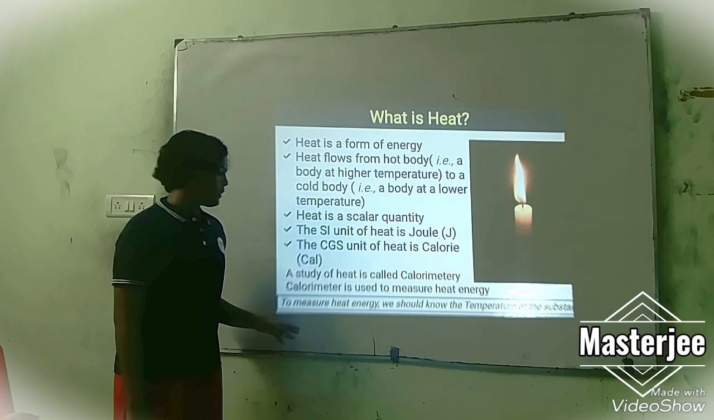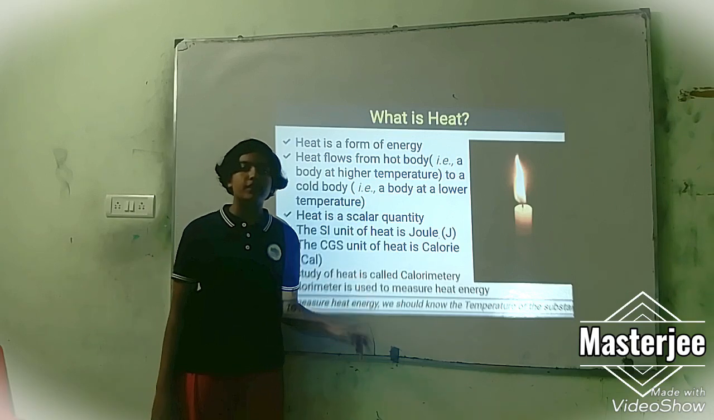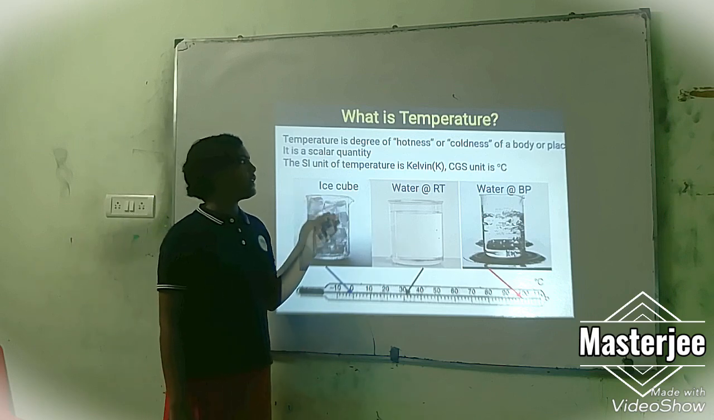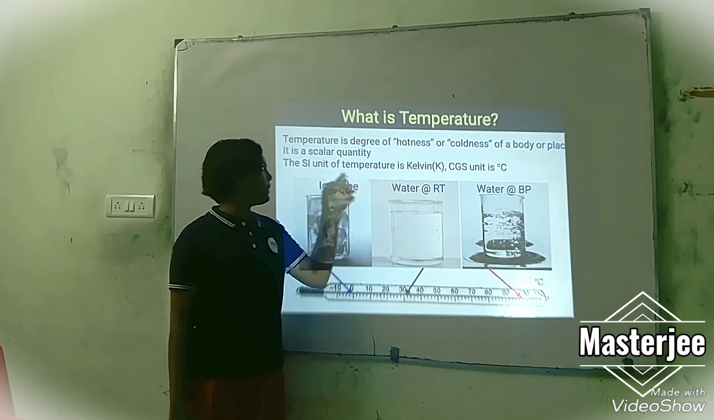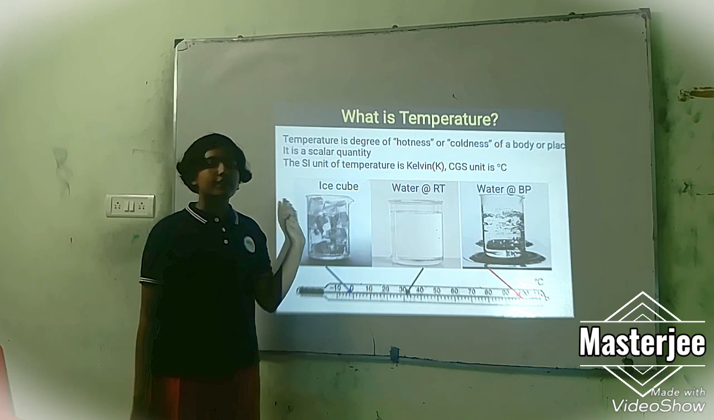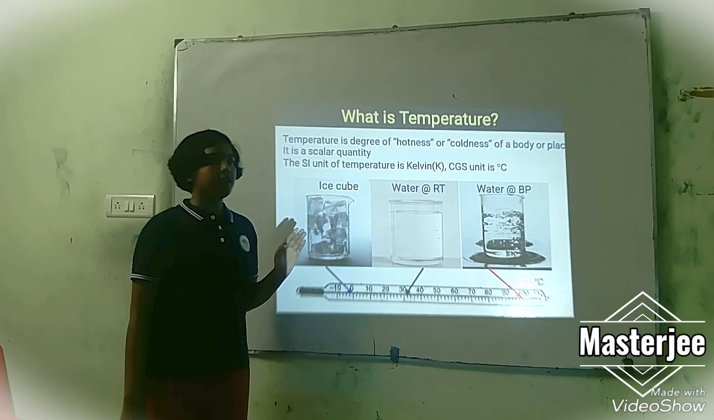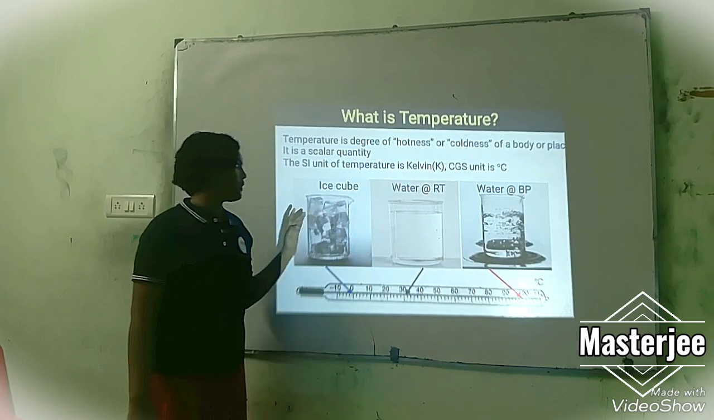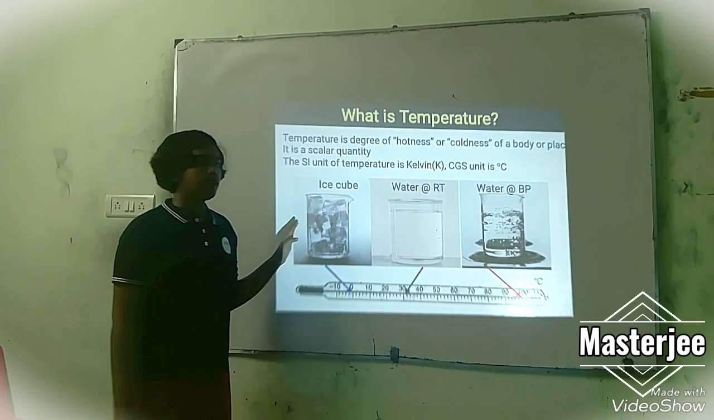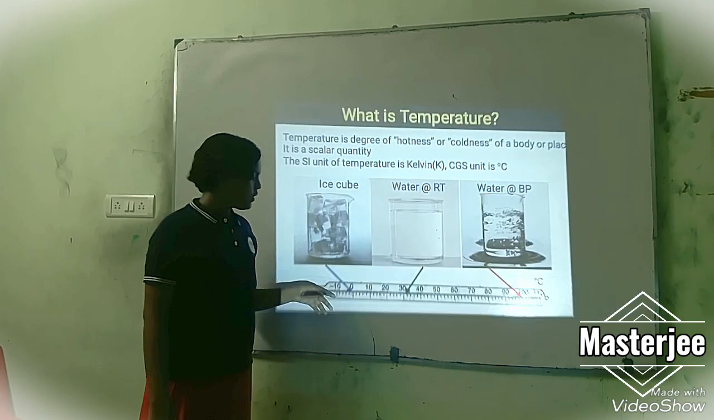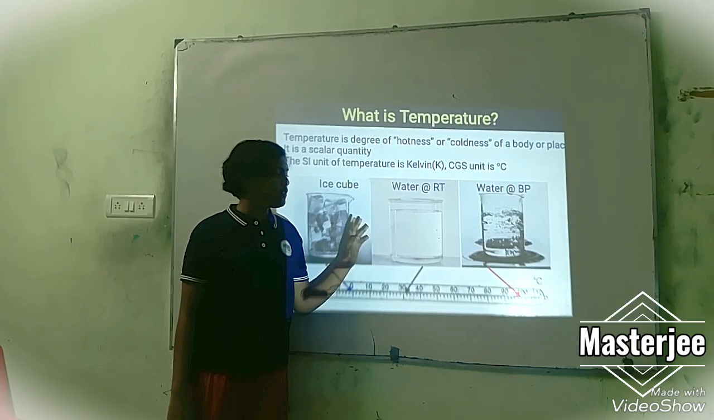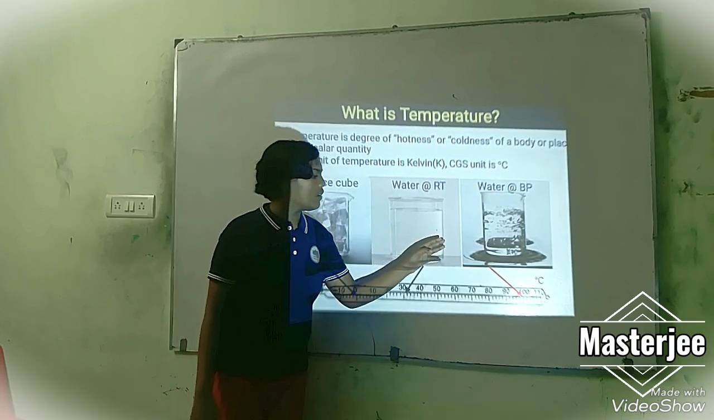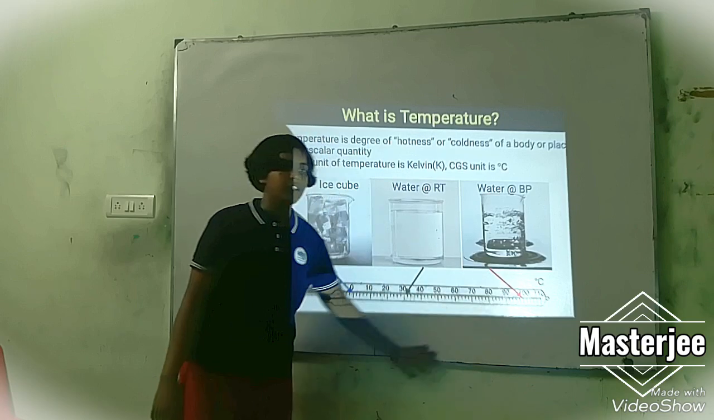To measure heat energy, we should know the temperature of the substance. What is temperature? Temperature is the degree of hotness or coldness of any body or place. It is a scalar quantity, and the SI unit is Kelvin and the Celsius unit is degree Celsius. The temperature of an ice cube is 0 degree Celsius, the temperature of normal water is 30 degree Celsius, and the temperature of boiling water is 100 degrees Celsius.